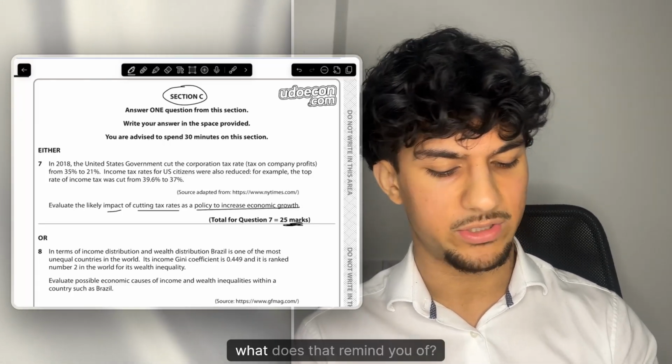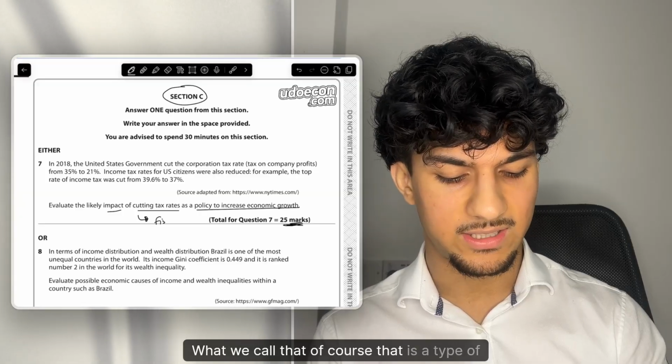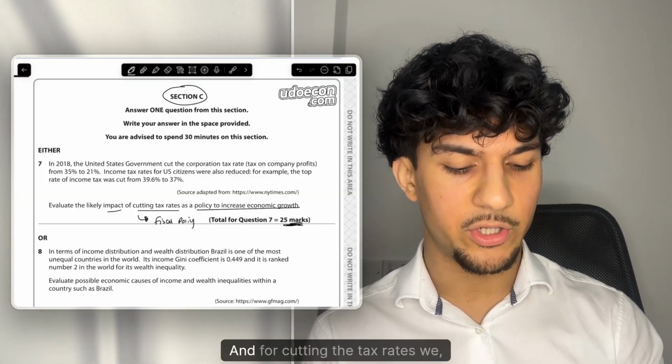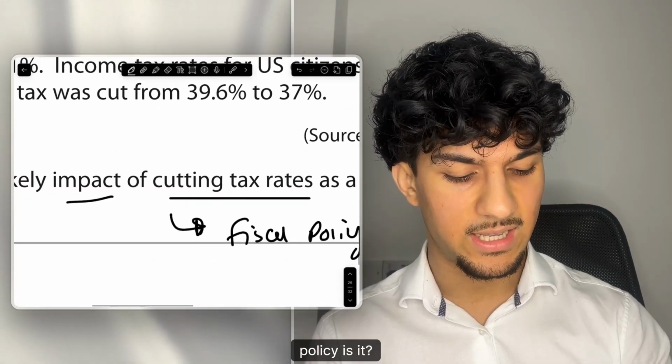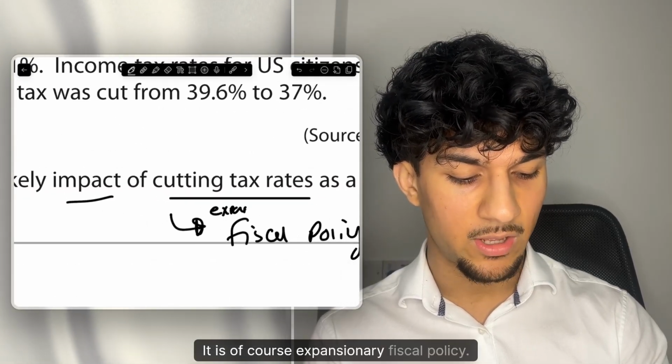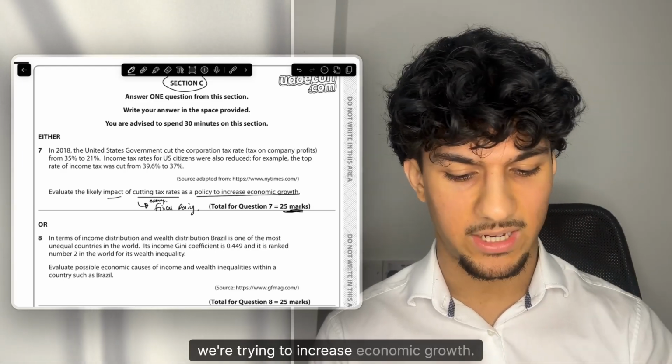First things first, what does that remind you of? What type of policy is that? What would we call that? Of course, that is a type of fiscal policy. And if we're cutting the tax rates, what would we say specifically? What type of fiscal policy is it? It is, of course, expansionary fiscal policy, as we are trying to expand the economy. We're trying to increase economic growth.